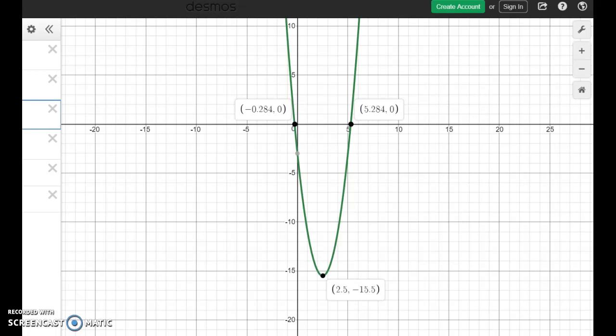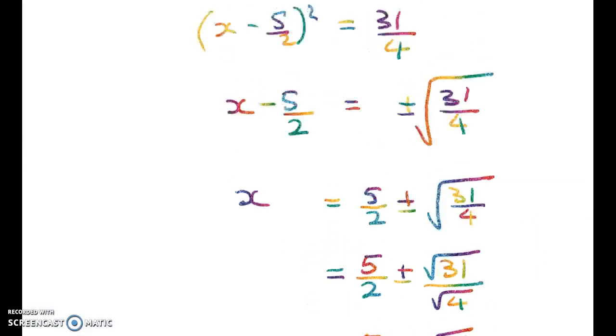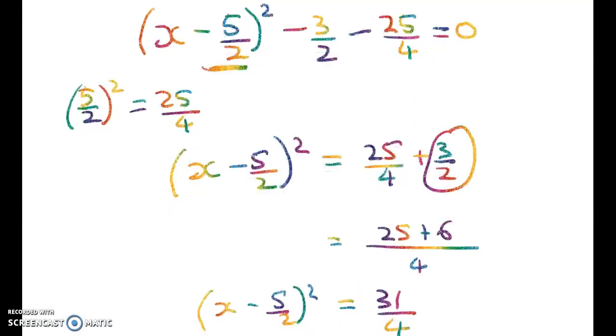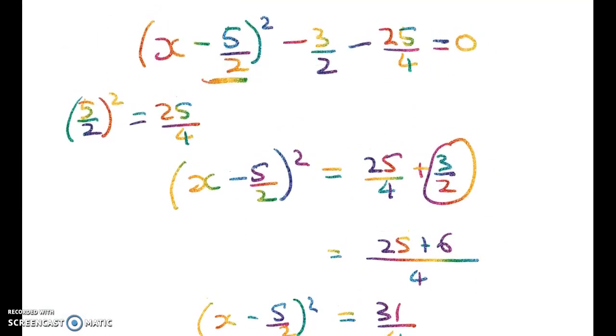And that comes back to our working back up in here. So the 2.5 is coming out of here, and the 31 over 4 is this bit in here.